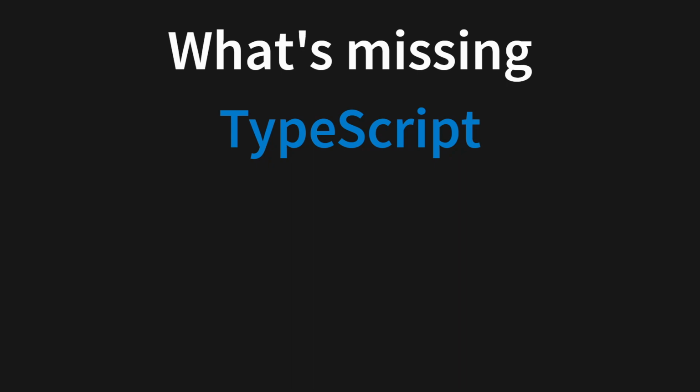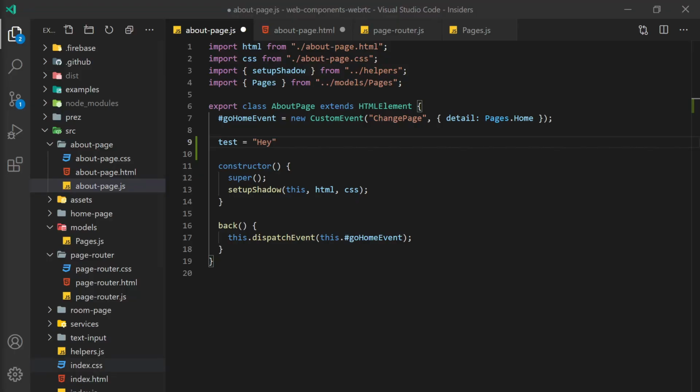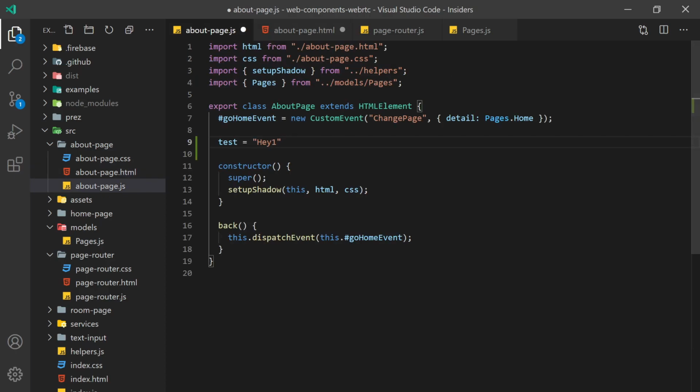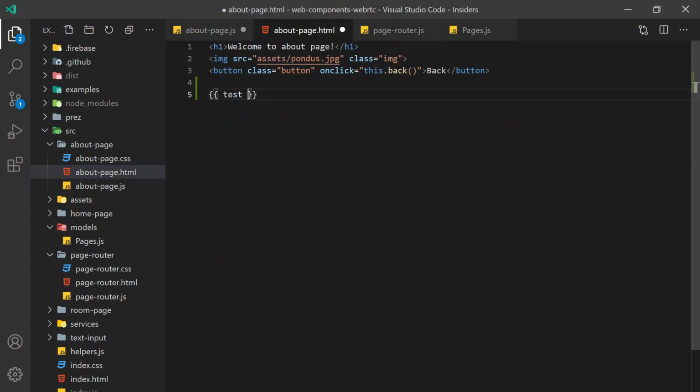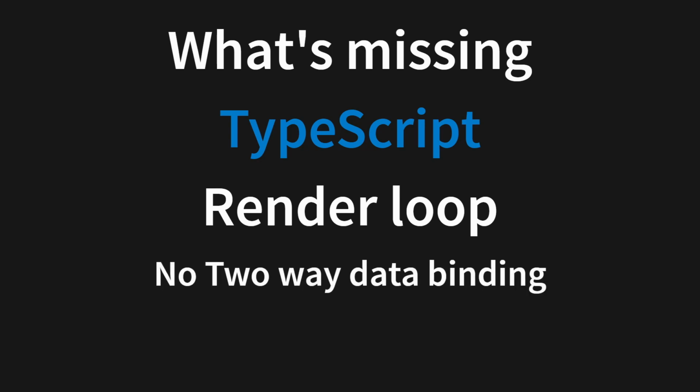The next missing element is a rendering loop. This is a feature of modern frameworks, where it's re-rendering the component's HTML when something in the component changes. A key benefit of a rendering loop is the ability to define a variable in the class and have it automatically be rendered in the HTML with a syntax similar to this. This would also give us the ability to change the variable and have it automatically be updated in the component's HTML when it changes. Since we don't have a rendering loop, you're also missing out on two-way data binding.